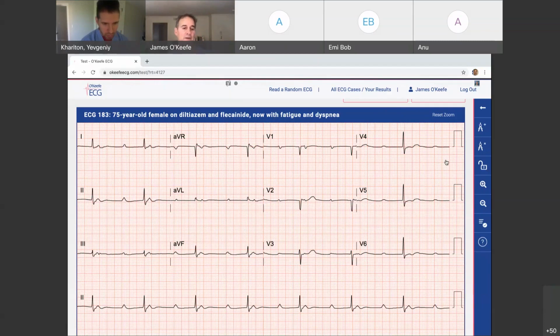It's actually 2-to-1 AV block. That PR interval is very stable, and the other P wave is buried in the T wave right after the QRS here. So this is somebody who has AV block due to the flecainide and diltiazem. When we stopped it, the rhythm normalized.